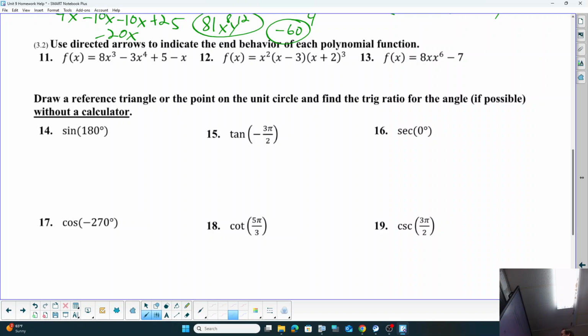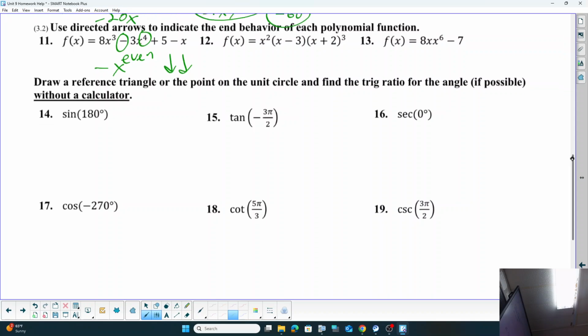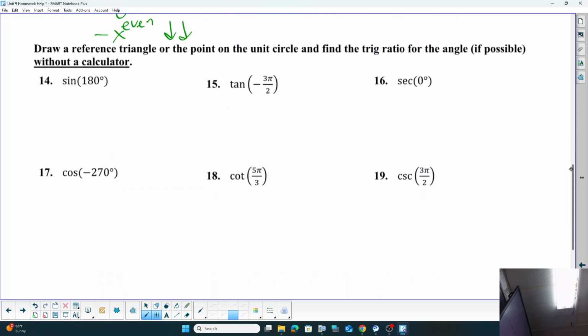Use the degree and leading coefficient to indicate end behavior. Remember end behavior? End behavior has to do with the highest power. So that means negative and even. Is that up, up, or down, down? It's down, down. So you try number 12, you try number 13. Even up. Number 13, up, up.